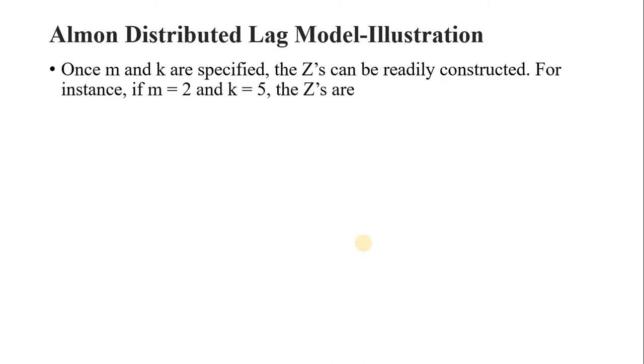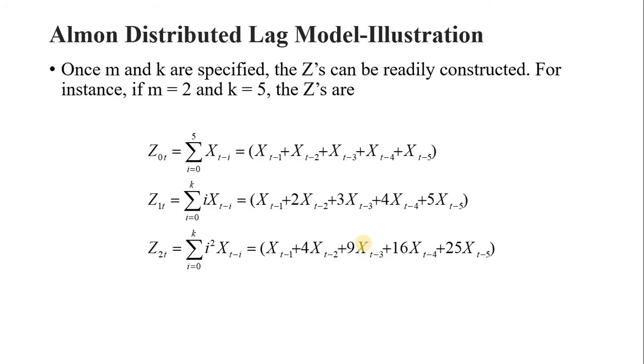So suppose m and k are specified. Suppose m is equal to 2, that means we have a second degree polynomial approximation, and the lag length is equal to 5. Then how can we construct z? z0t is equal to sigma x(t minus i), where i goes up to 5. So x(t-1) plus x(t-2) plus x(t-3) plus x(t-4) plus x(t-5). This is z0t. Now z1t is sigma i times x(t-i): 1 into x(t-1) plus 2 into x(t-2) plus 3 into x(t-3) plus 4 into x(t-4) and 5 into x(t-5).